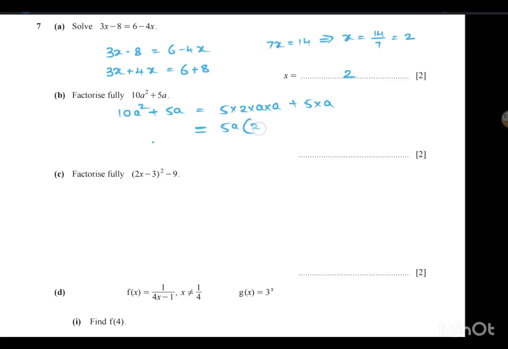So what is left in the first term? 2a. In the second term, 1 is left. So this is the factorization of the given expression.